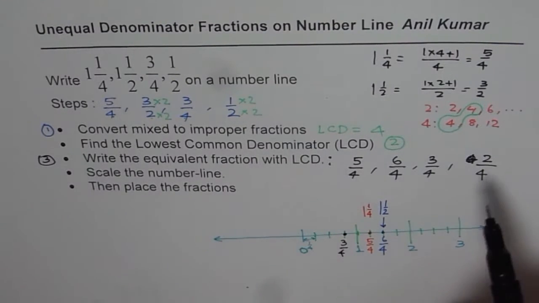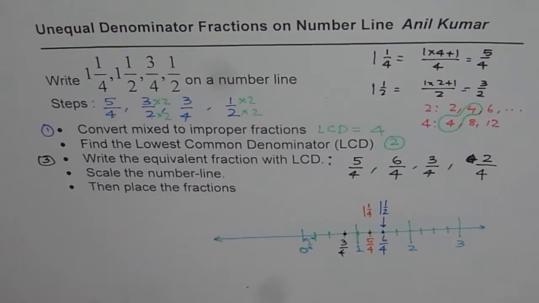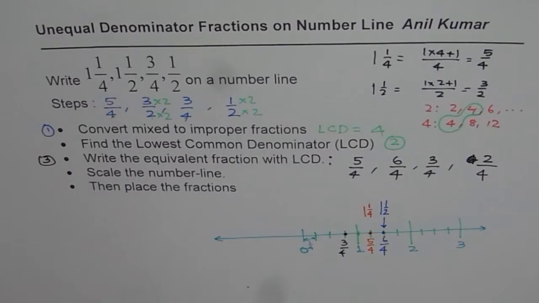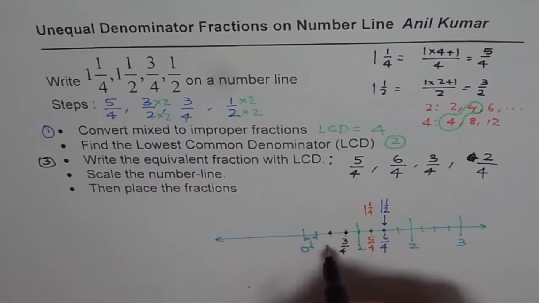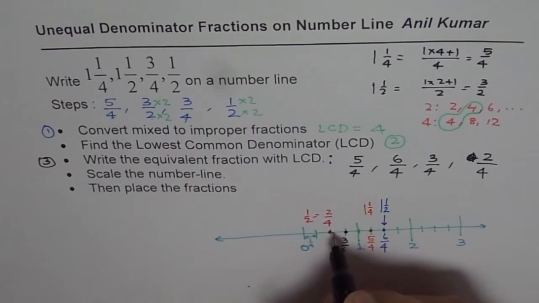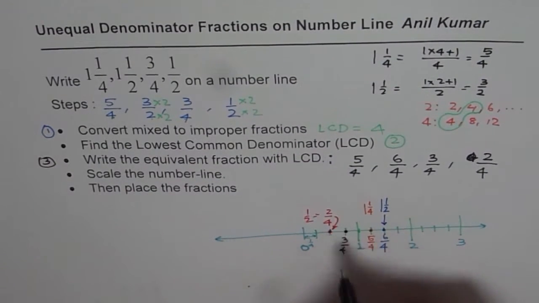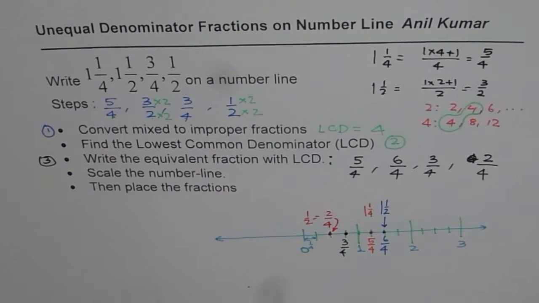The last one is half, which is same as 2/4. So 1, 2. So that becomes 2/4 for us, right? So we'll write down 2/4. This fraction is, we can write here 2/4, which is same as half, correct? So that is 2/4. So that is how you can place all these fractions on a number line, right? I hope the steps are absolutely clear. Let us go through these steps once again.